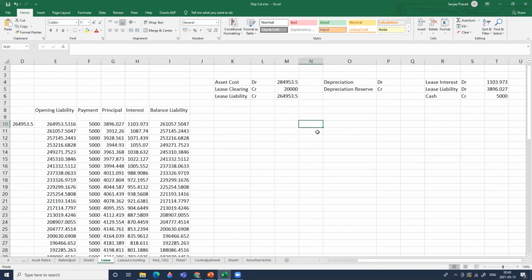I hope this gives an explanation of how the accounting is generated. How this accounting is generated in the system, we will cover in the next video.